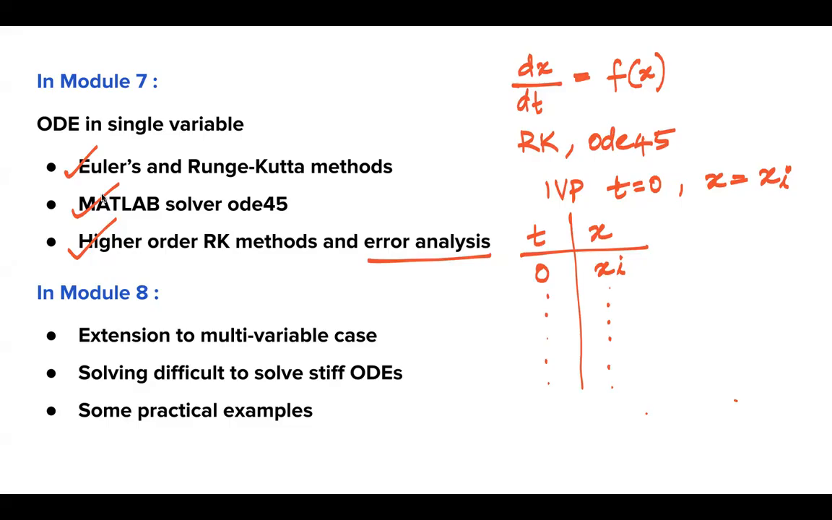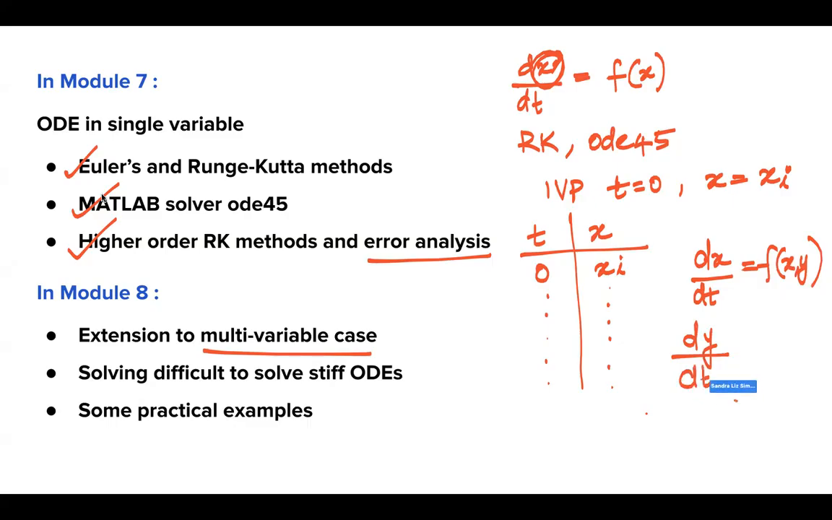Here we did it for a single variable. Now we will be extending this concept of ODEs to the multivariable case. That is, you will have more than one unknown, like x and y. There will be some function for dx/dt which is a function of both x and y, and you will also have some function for dy/dt, which is also a function of x and y. So these two are coupled.